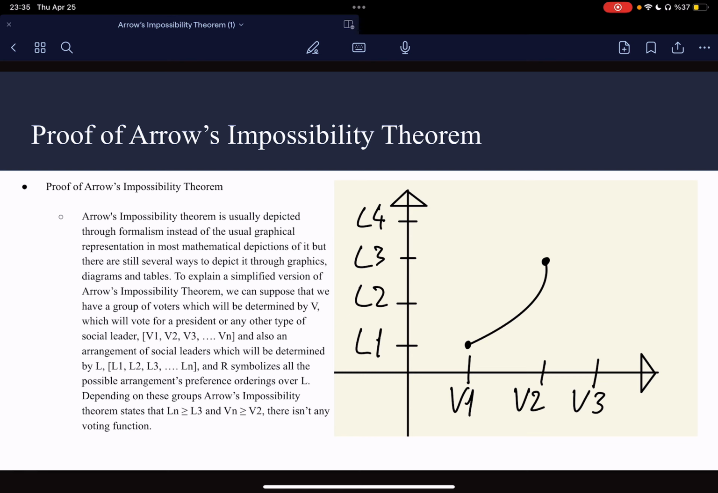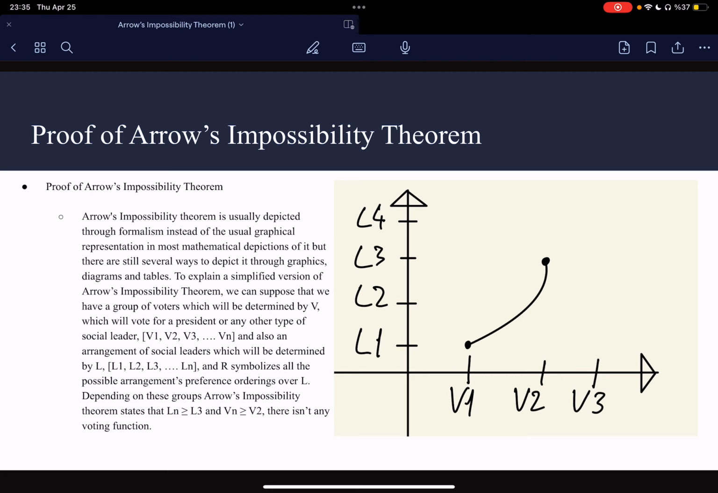Proof of Arrow's impossibility theorem. Arrow's impossibility theorem is usually depicted through formalism instead of the usual graphical representation in most mathematical depictions of it, but there are still several ways to depict it through graphics, diagrams, and tables.